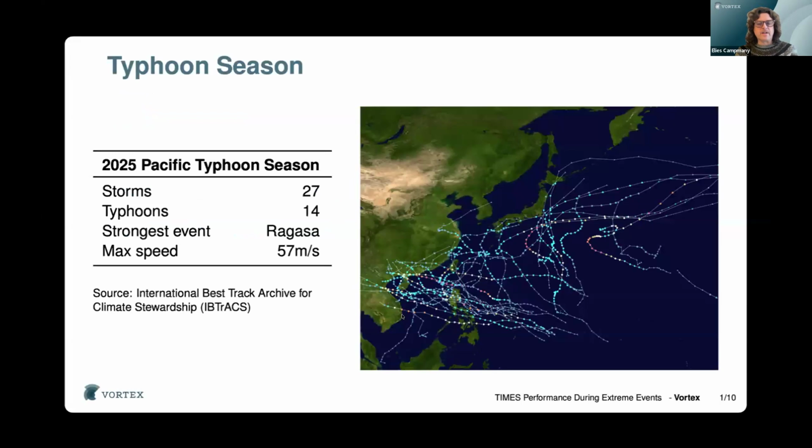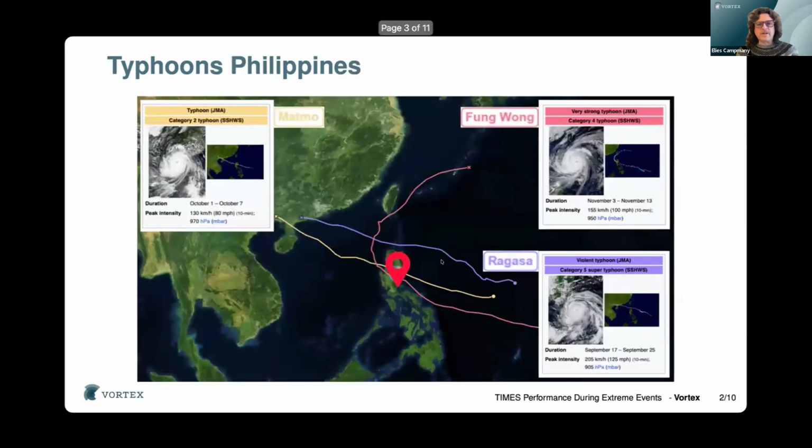So here is an overview of the typhoon season in the Asia Pacific, and there have been a lot of storms. Some of them have been typhoons, 14 of them, and the strongest event was Ragasa, which was a super typhoon that reached a highest speed of 57 meters per second. This data has been retrieved from the Best Track Archive for Climate Stewardship. And we will focus on the region of the Philippines.